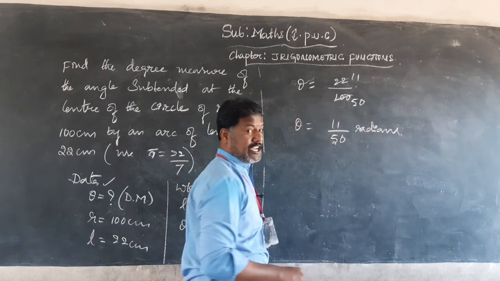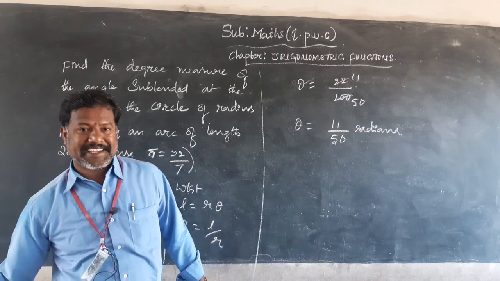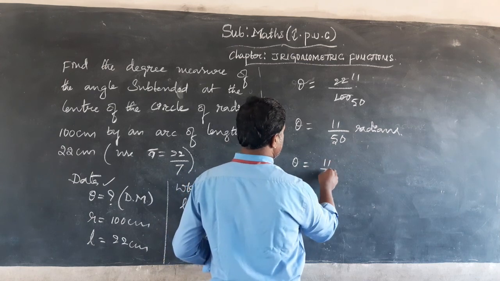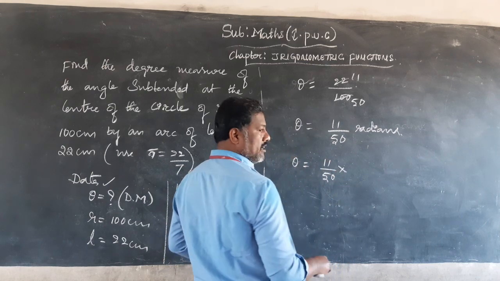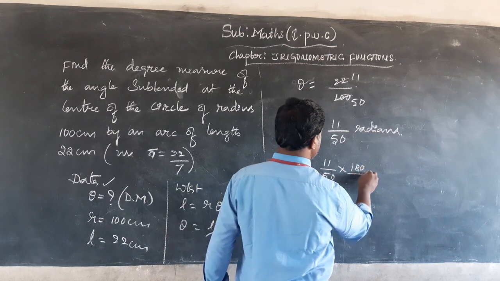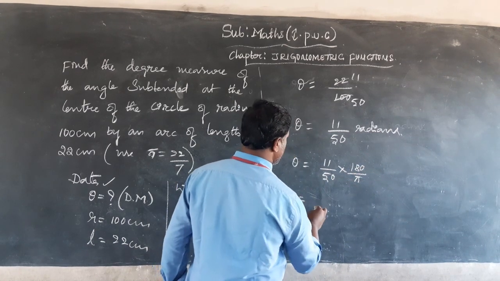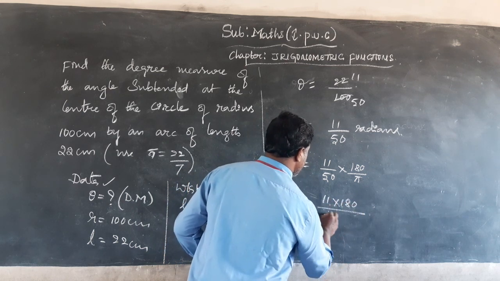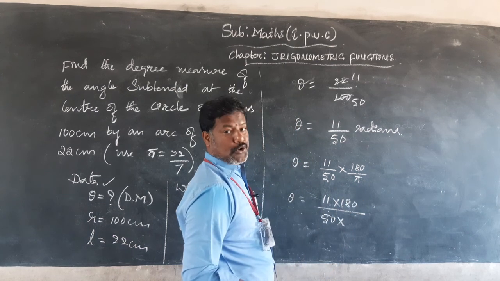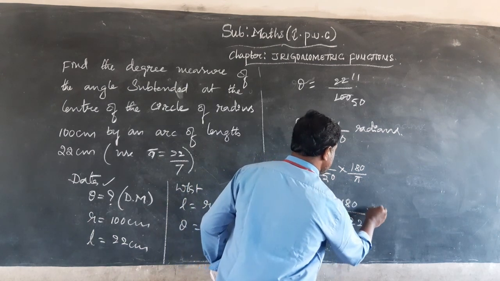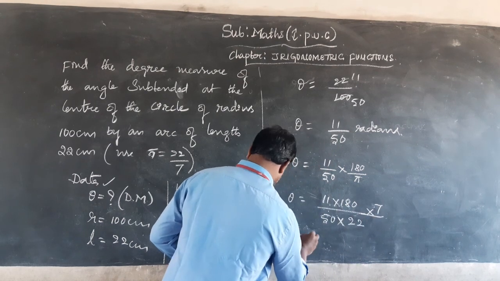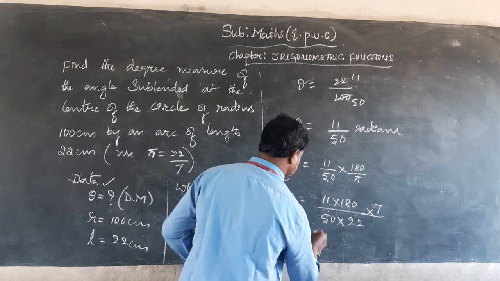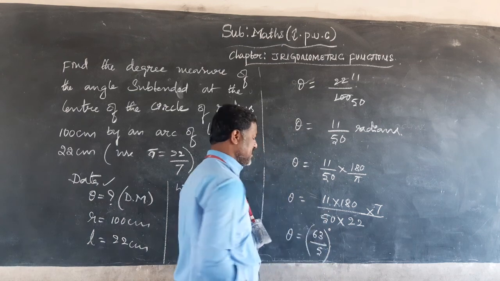Children, here we need to keep the answer in terms of degree measure. Let us take theta equals 11 by 50 into the degree measure formula, 180 by pi. That is theta equals 11 into 180 divided by 50 into the value of pi, which is 22 by 7. That is 22 into 7. So you will get the answer, 63 divided by 5 degree. So this is what we call the answer.